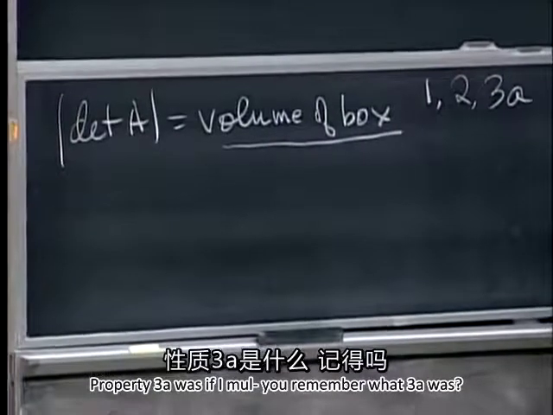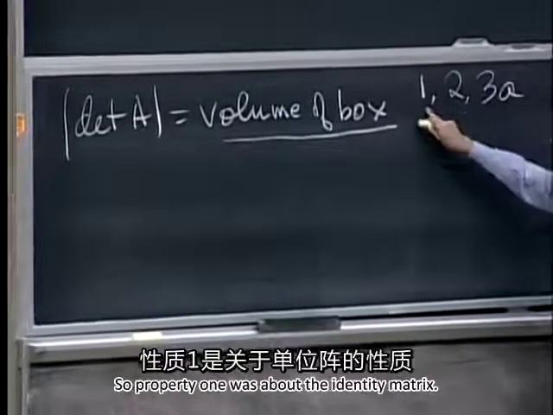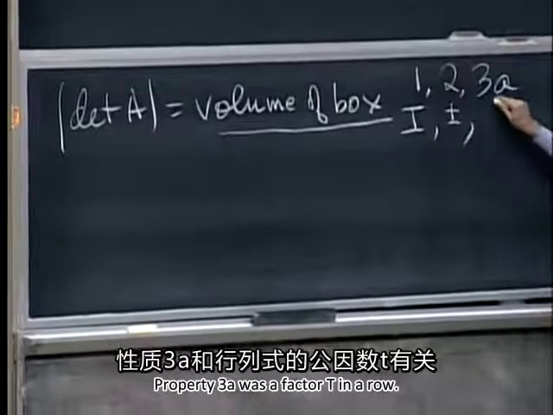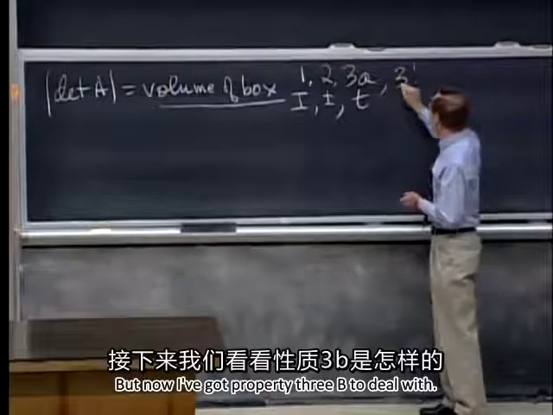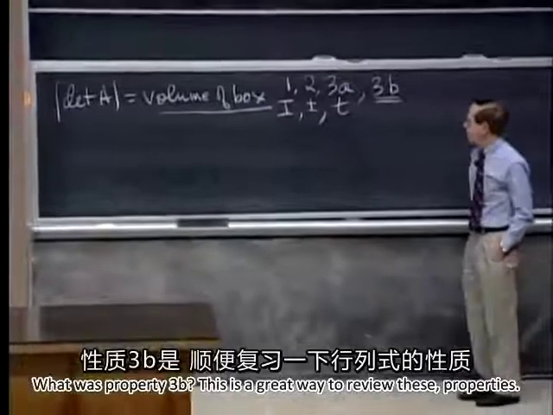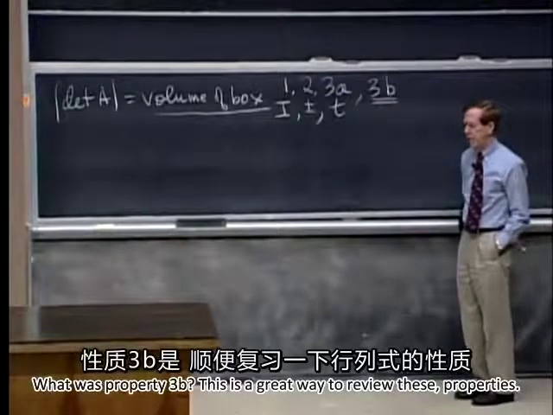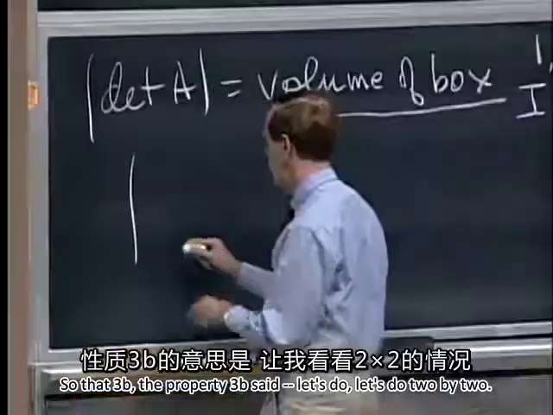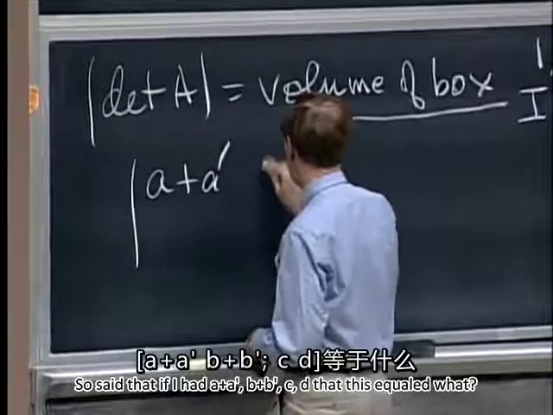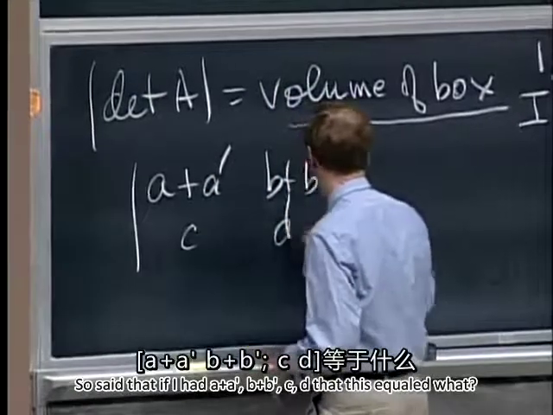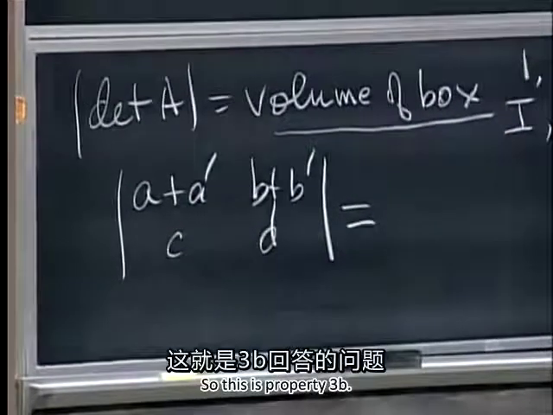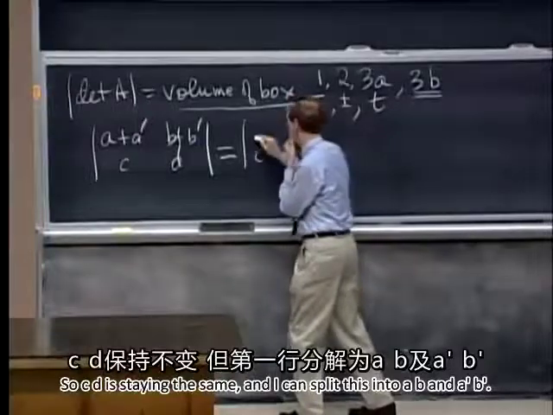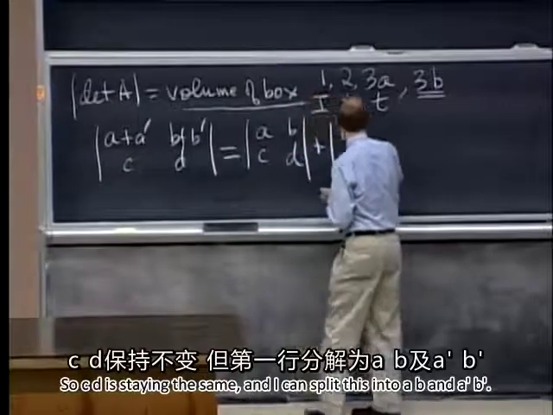Property 3A was, if you remember what 3A was? So property 1 was about the identity matrix. Property 2 was about a plus or minus sign that I don't care about. Property 3A was a factor t in a row. But now I've got property 3B to deal with. What was property 3B? This is a great way to review these properties. Property 3B said, let's do 2 by 2, that if I had (A plus A prime, B plus B prime; C, D), that this equaled what? This is the linearity in row 1 by itself. So CD is staying the same, and I can split this into (A, B; C, D) and (A prime, B prime; C, D).